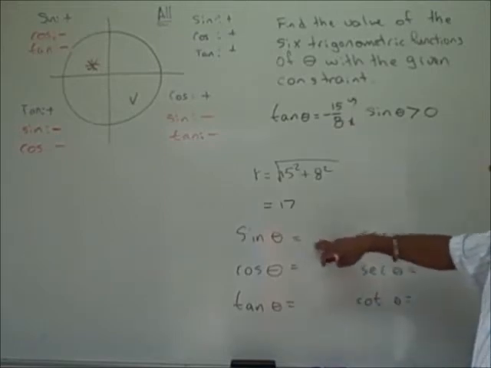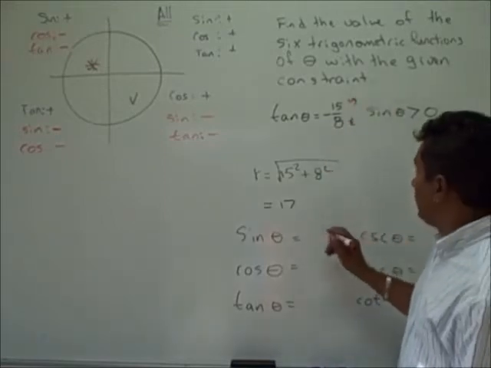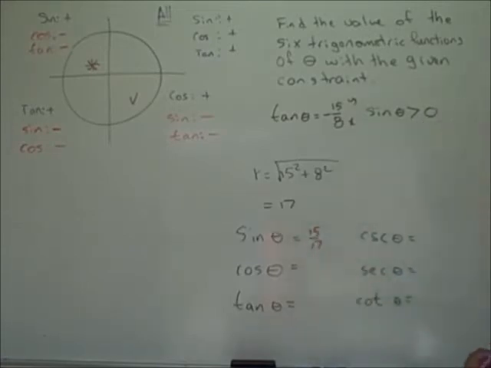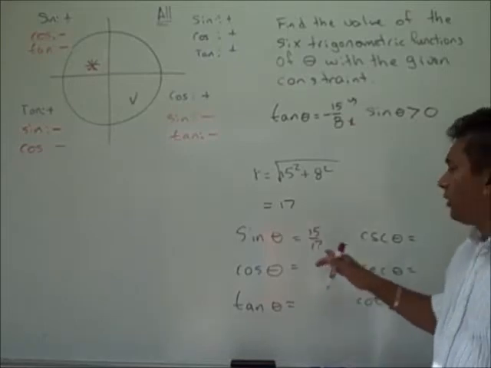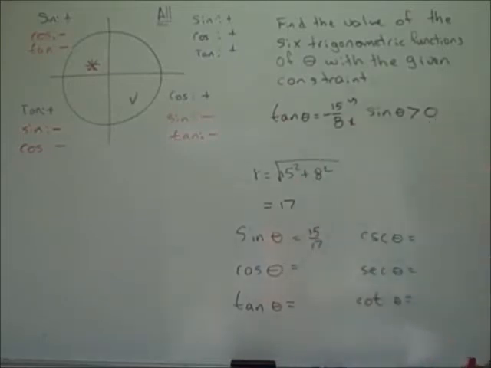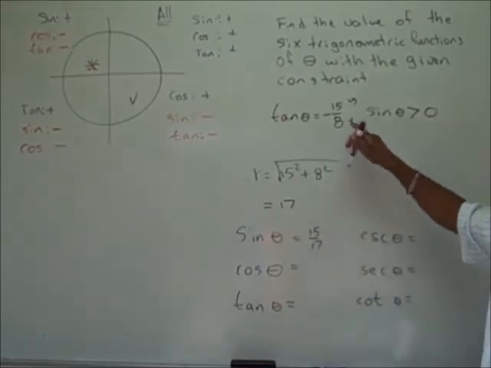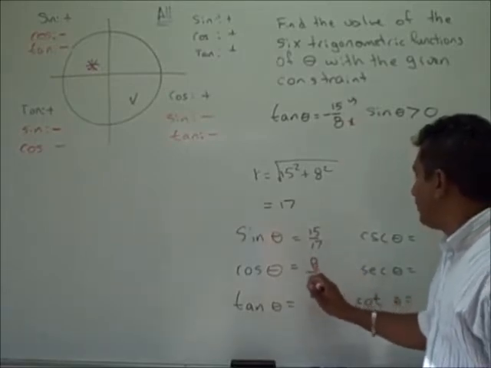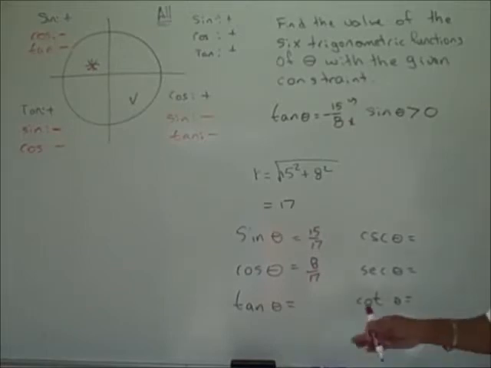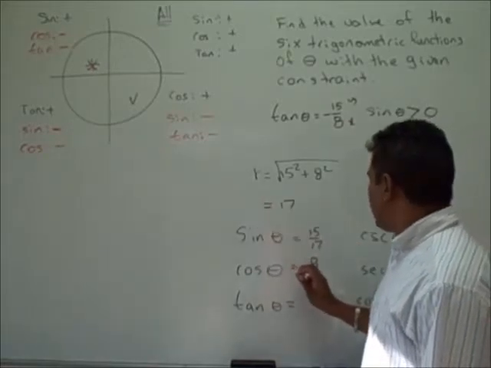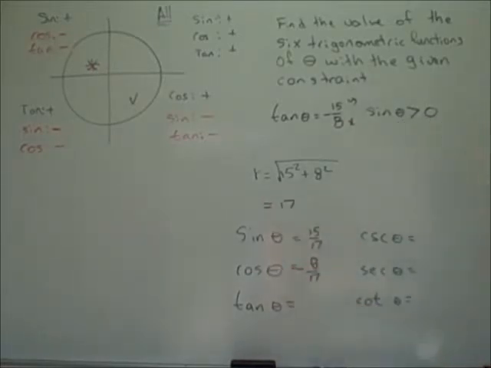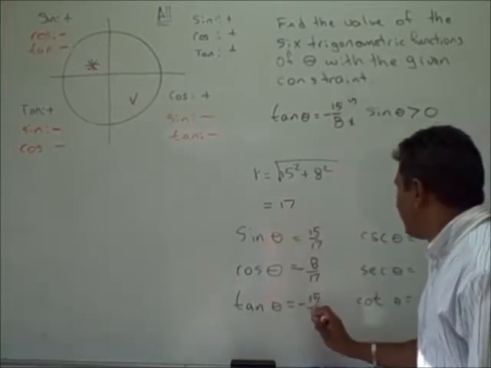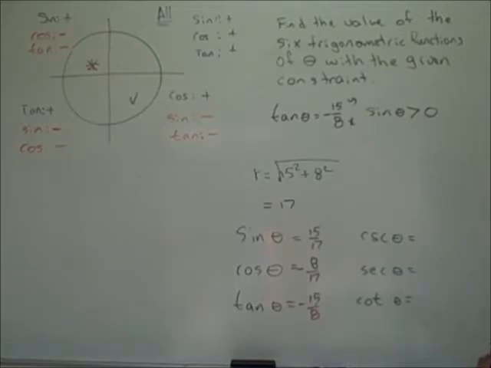We know sine theta is equal to y over r. So this becomes 15 over 17. And since it's in the second quadrant, we know sine is positive. Cosine theta is equal to x over r. So this is 8 over 17. But because cosine is in the second quadrant, it's negative. And tan theta is equal to -15 over 8.